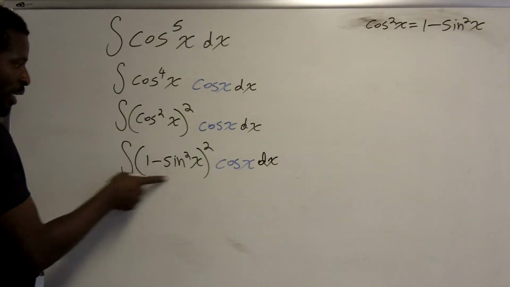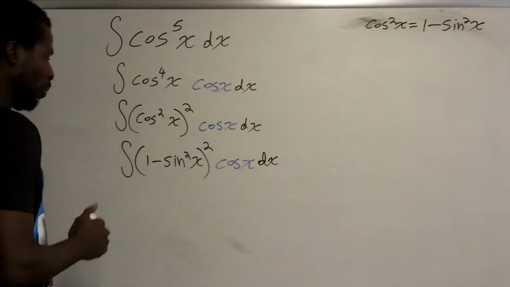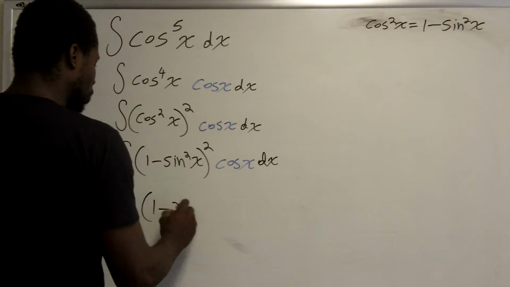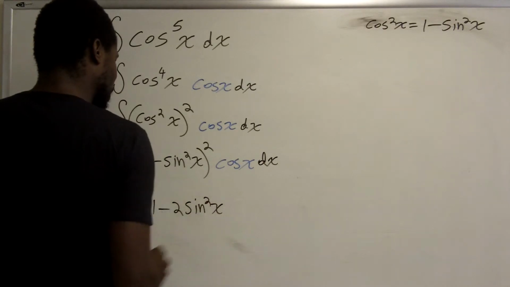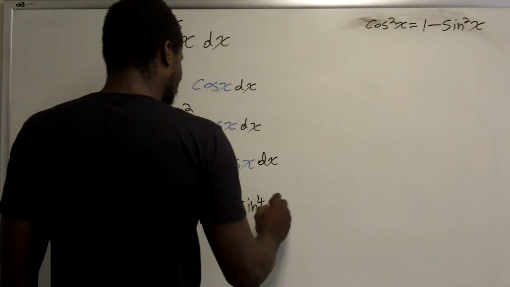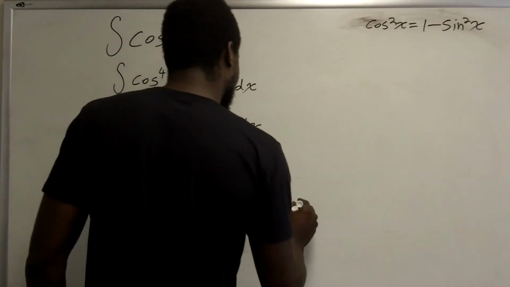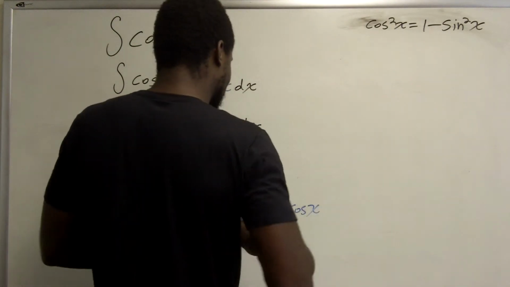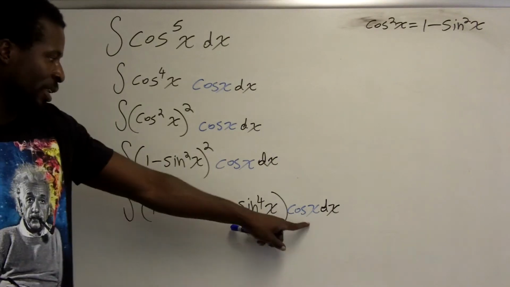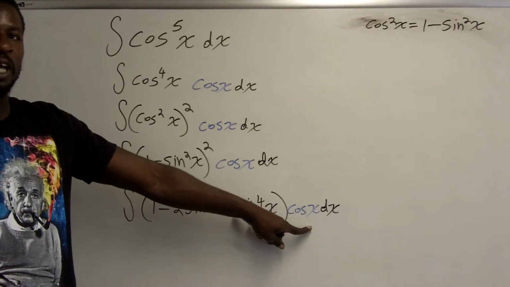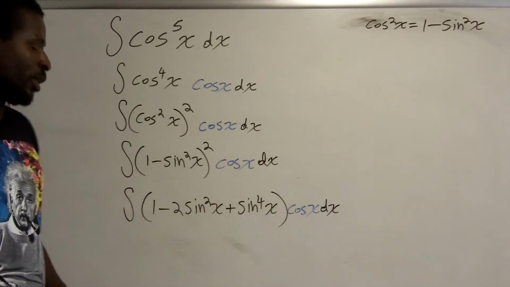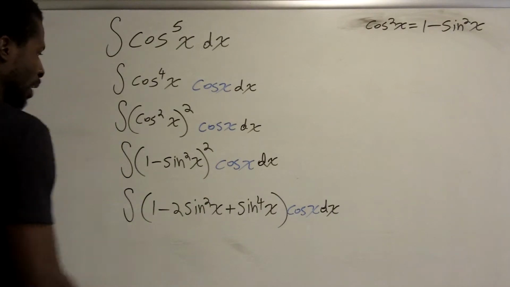Now, this thing right here, I can FOIL that out. I'll get 1 minus 2 sine squared of x plus sine to the 4th of x, and this is still times cosine of x dx. So now everything else is a sine, and the factor that I isolated, that single cosine factor, is going to be my du. Because if I let u equal sine, du is going to be the cosine. So let's go ahead and do the distribution here.